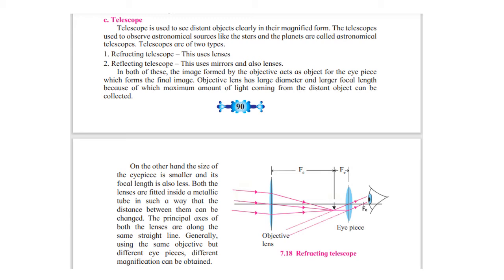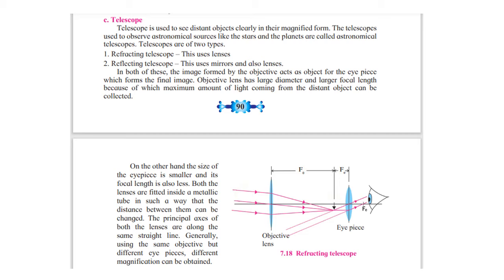Now here in this case, the image formed by the objective acts as the object. If you look at the diagram, it is as if parallel rays of light coming from a distant object form a point image, and that point image forms like an object for the eyepiece, and we are able to see a clear direct image.